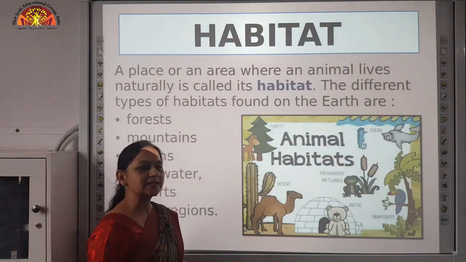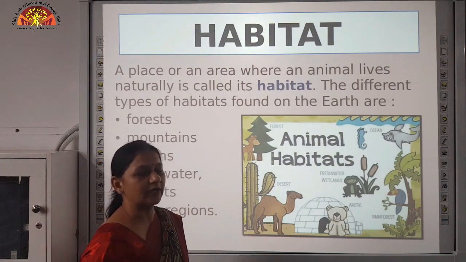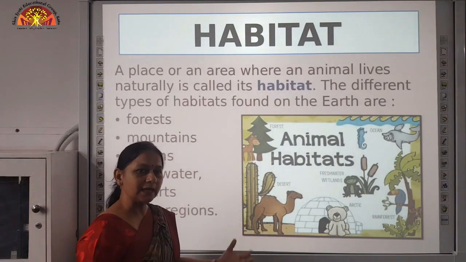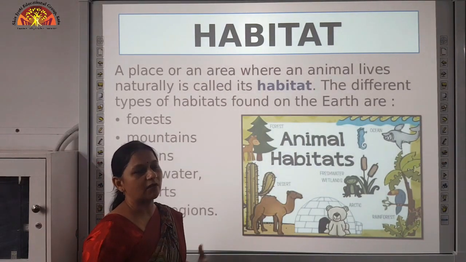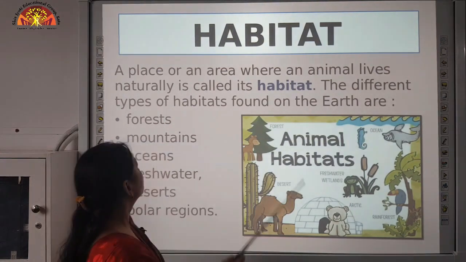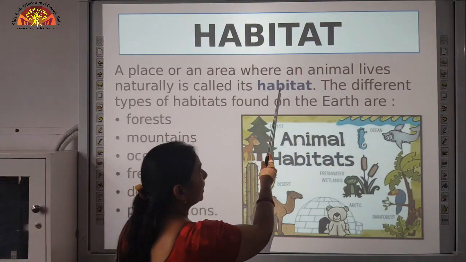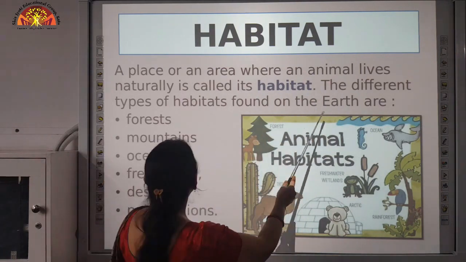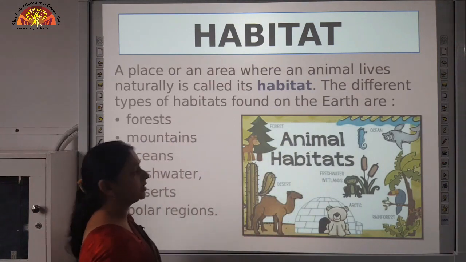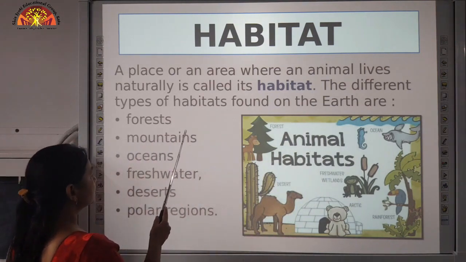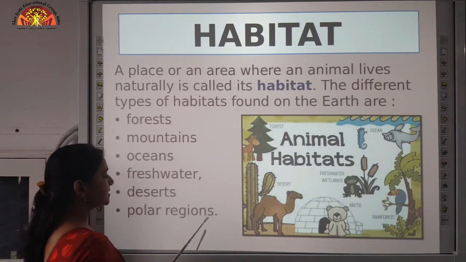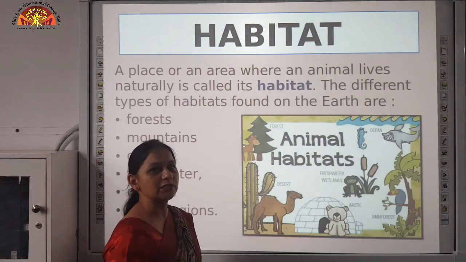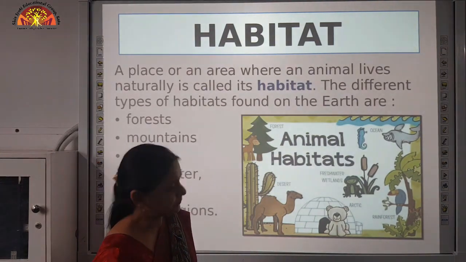Now you find animals everywhere around you. Different varieties of animals are found all around you, and they live in different places, might be on trees, on land, in water. The place or area where an animal lives naturally is called its habitat, and the different types of habitat found on the earth may be forest, mountains, oceans, freshwater, deserts and polar regions. Now we will be discussing these habitats and the animals which live in them.